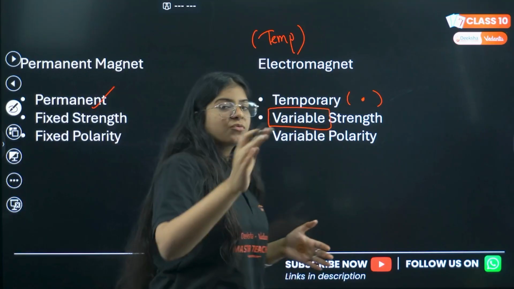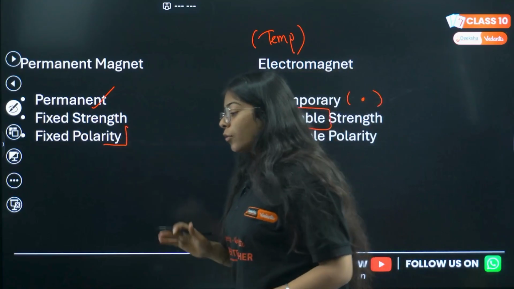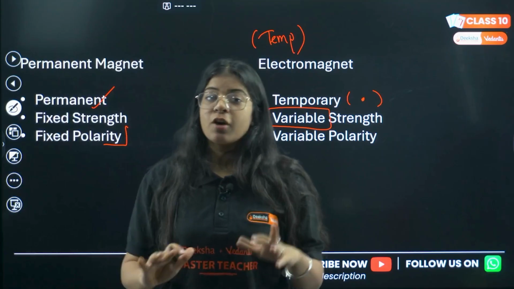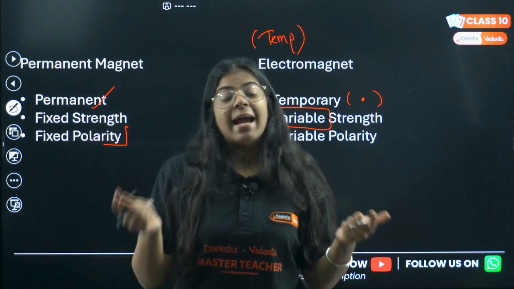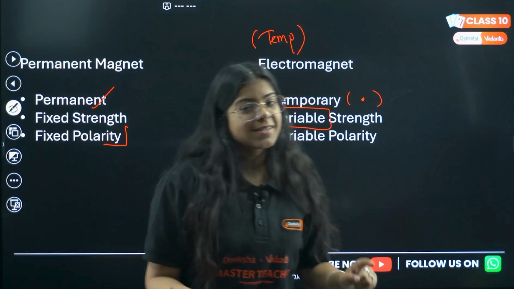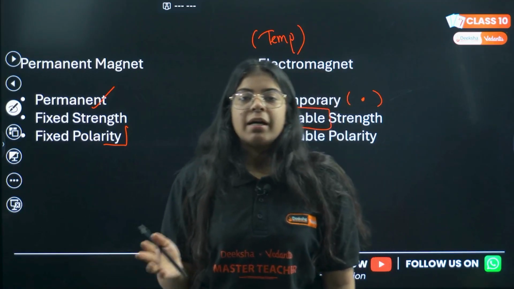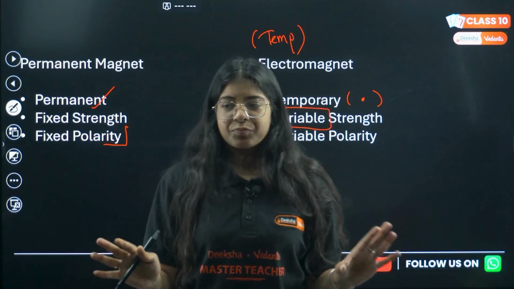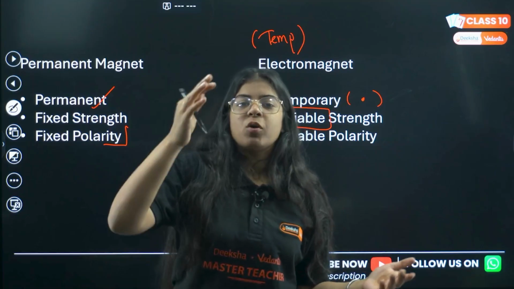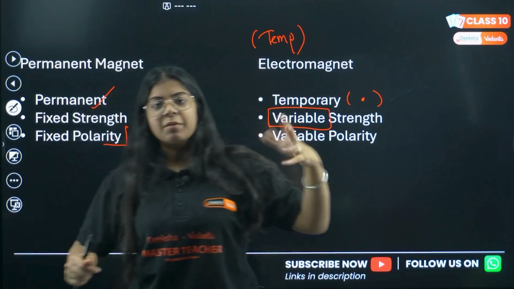Variable means it's fluctuating. Then it has fixed polarity. Now we studied one more thing. If I switch the terminals of the battery, the direction of current will get reversed, and hence the direction of magnetic field lines will also get reversed. Polarity means in which direction my magnetic field lines are moving, from north to south, upwards, downwards, inwards, outwards. That is defined by polarity.